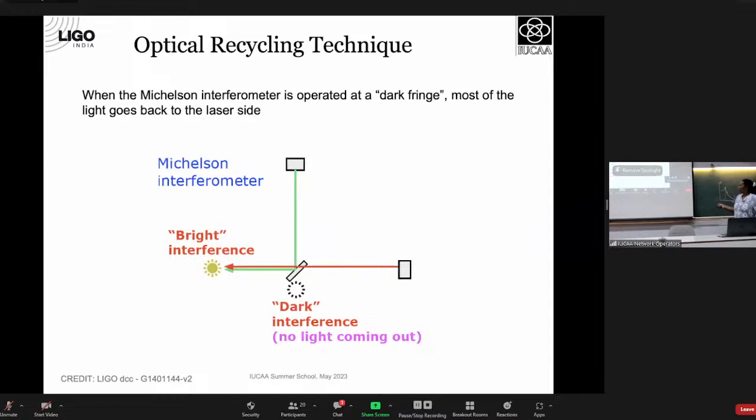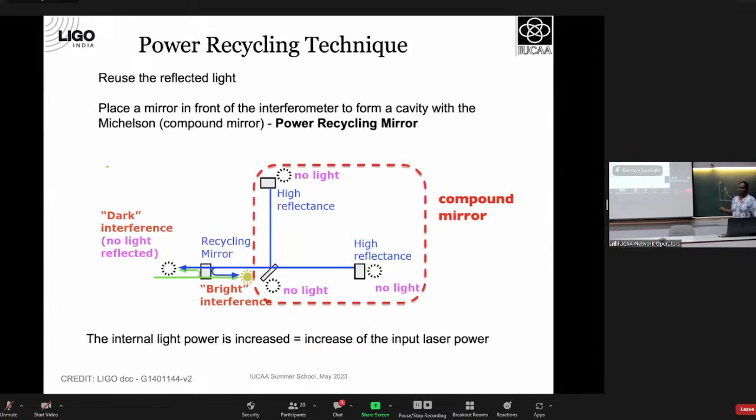If you think of it, it is all going back to the laser, because if you have a dark port here, you have bright interference happening at the other port. So it goes back towards the laser. So what we're doing is putting a mirror in here, again a partially reflecting mirror, and recycling the light that comes from the interferometer. Even though you have a 150 watt laser going in, you can actually build a few kilowatts inside. So now you've given most of the light back inside.